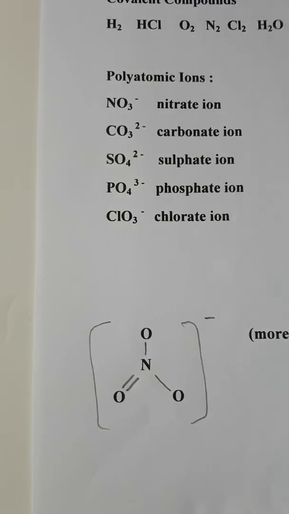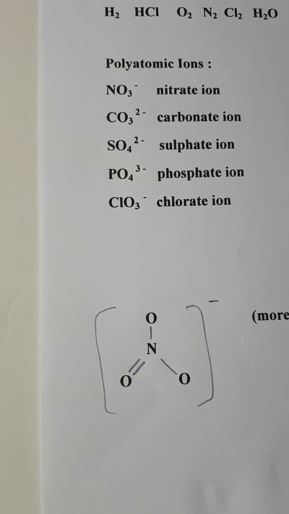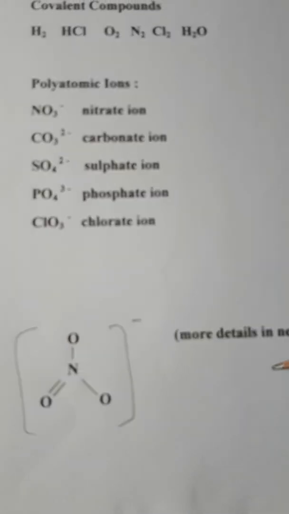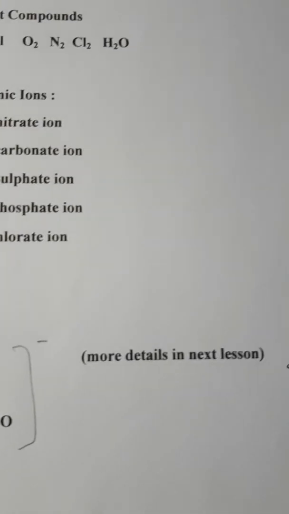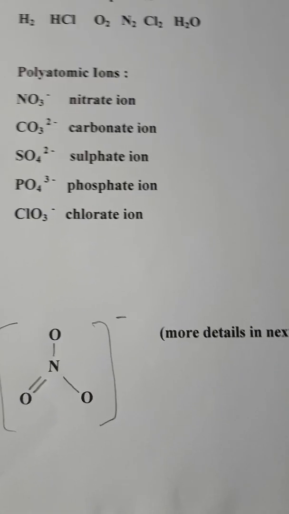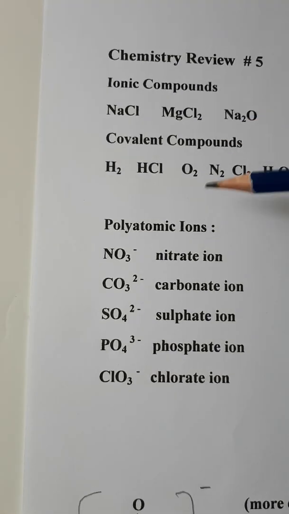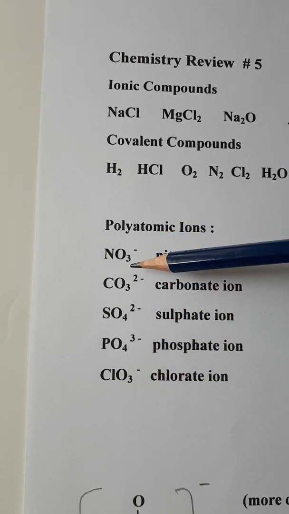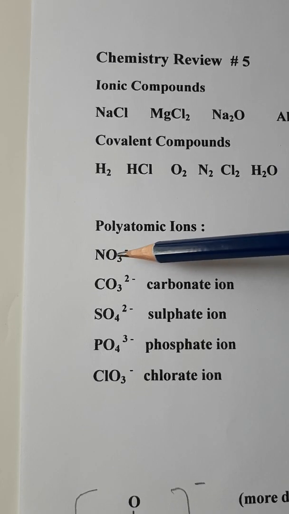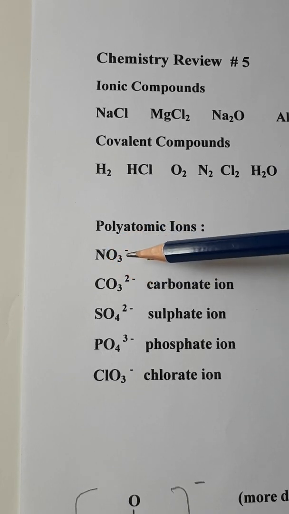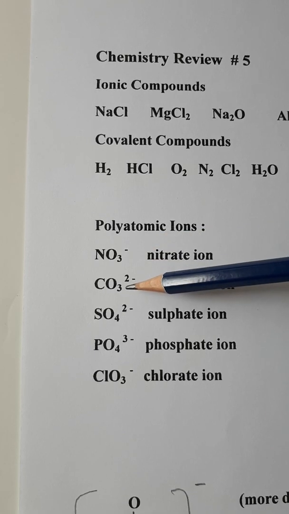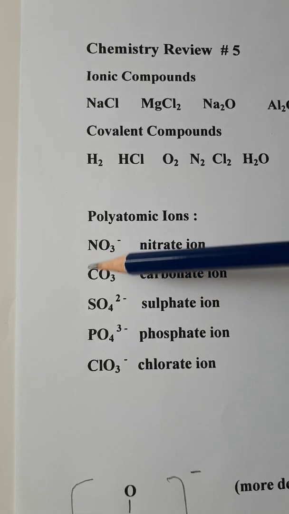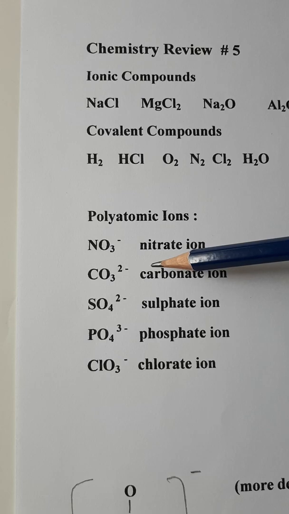This is the rough shape of the nitrate ion, and we will discuss more details about this shape in our next lesson. And you have to remember the formula of these basic ions. For example, NO3, nitrogen atom joined to 3 oxygen atoms, and the whole thing has a charge of -1. Carbonate ion, carbon atom joined to 3 oxygen atoms, and it has a net charge of 2-.